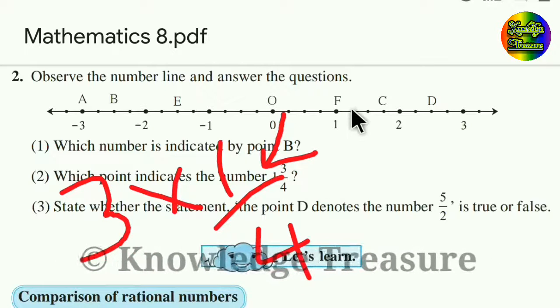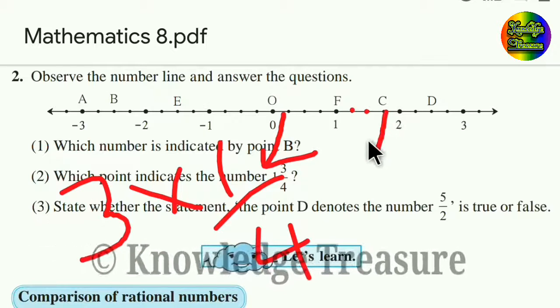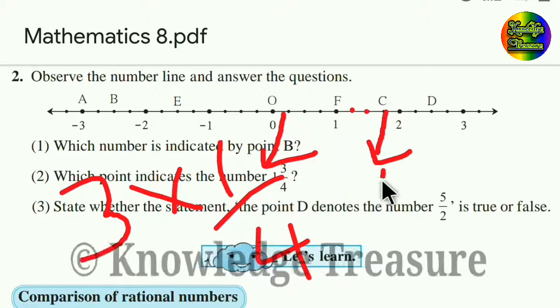So we know that each subpart has the value how much? 1 upon 4. So how many points after 1? You have to count 3 subpoints. That is 1, 2, 3. At the point C, you are having the value, how much? 1, 3 upon 4. So what you have to write? Which point indicates the number 1, 3 upon 4? The point C indicates the number 1, 3 upon 4.